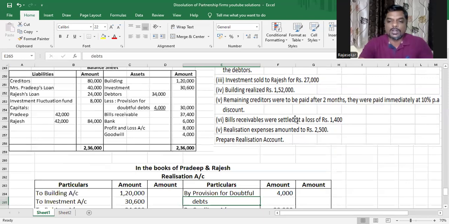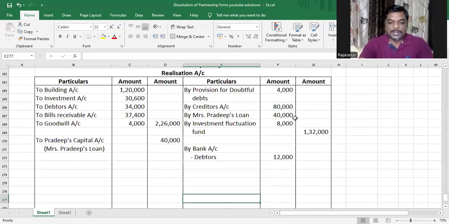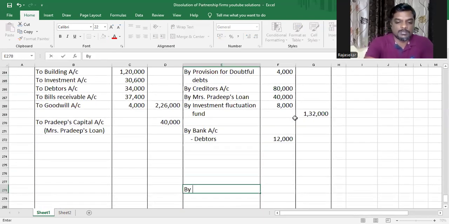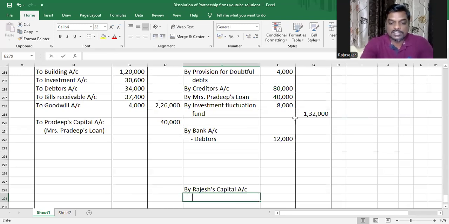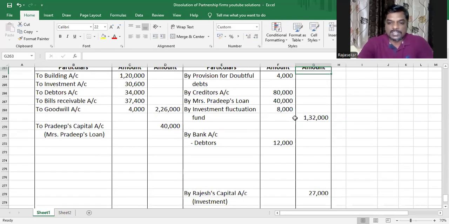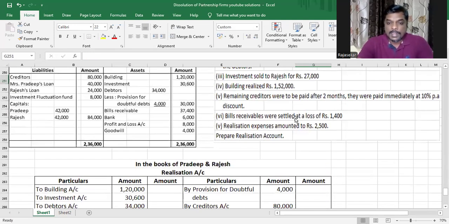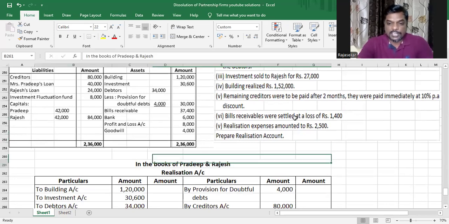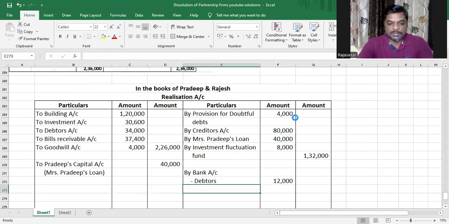Investment sold to Rajesh for 27,000. Rajesh happens to be a partner, so I'm going to write here by Rajesh's capital account, because the journal entry when a partner takes over an asset is partner's capital account debit to realization account. Investment. That'll be how much, my dear children? 27,000. Okay, so that is done. And building realized 1,52,000. So under by bank, I'll write building.